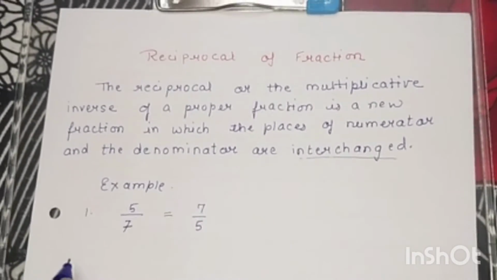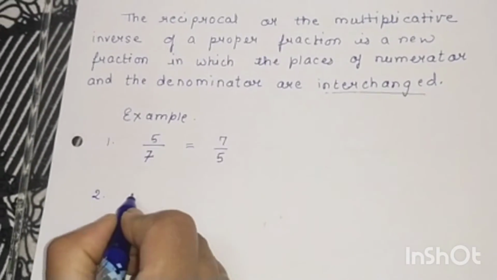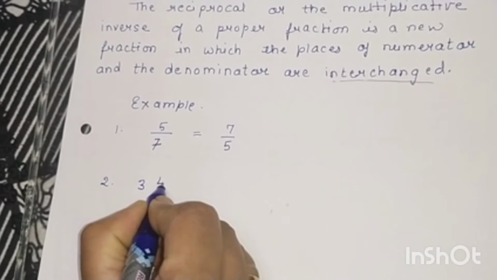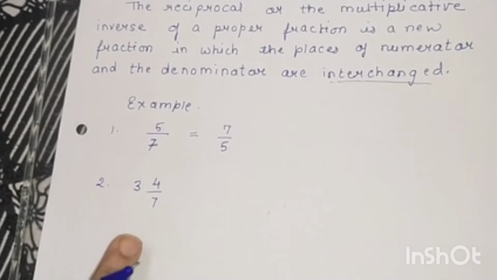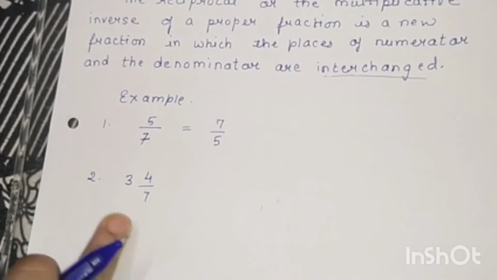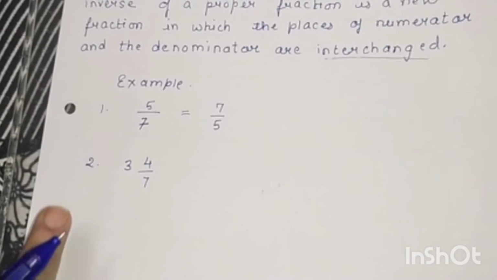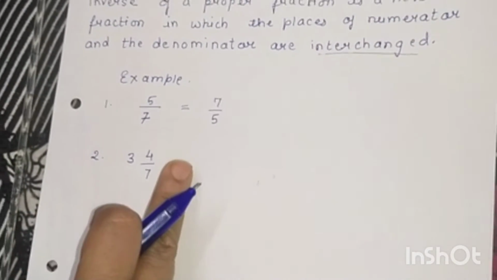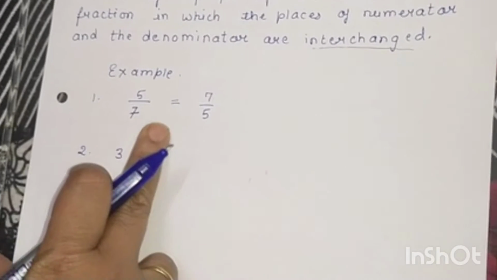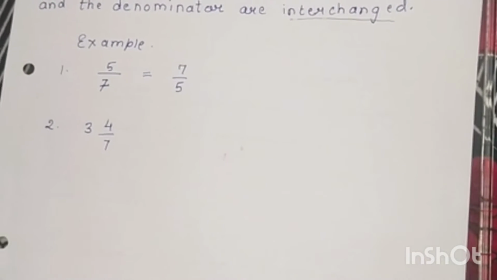Clear? Second example, we will take say 3 and 4 by 7. Now this is a mixed fraction. Why do we call it a mixed fraction? 3 is a whole number, 4 by 7 is a fraction. Together we call it a mixed fraction.